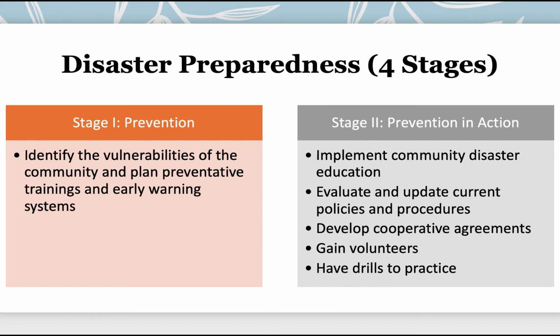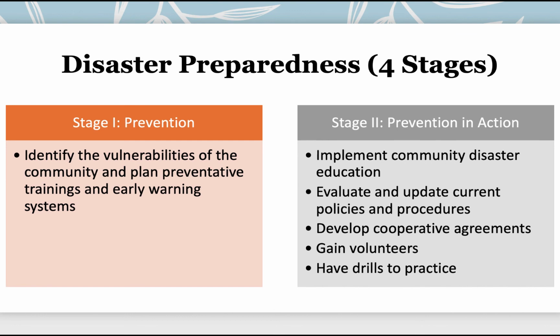Other disaster preparedness on this phase, there are 4 stages to it. Stage 1 is prevention. That's where we identify the vulnerabilities of the community and plan preventative trainings and early warning systems. Stage 2 is prevention in action.